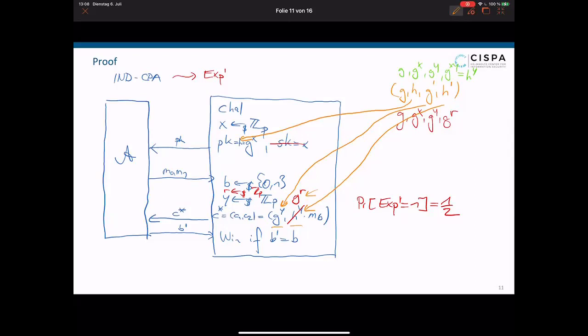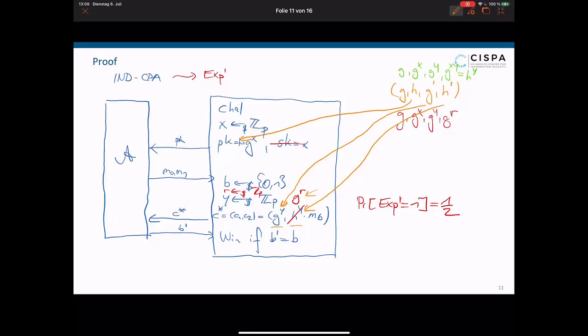Okay, so I want to leave it with this. From what we've seen so far in the lecture, you should be able to complete this into a fully fledged security proof yourself. If you don't want to, just look into the lecture videos from last year.